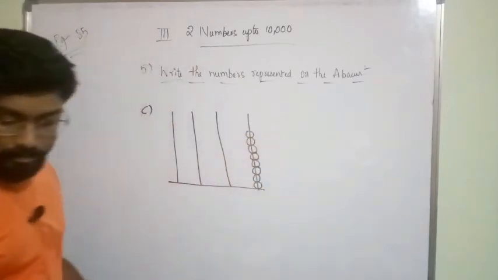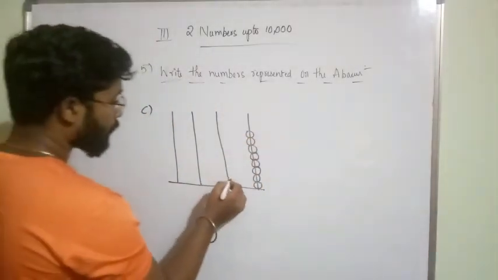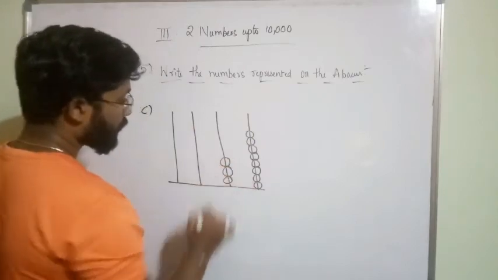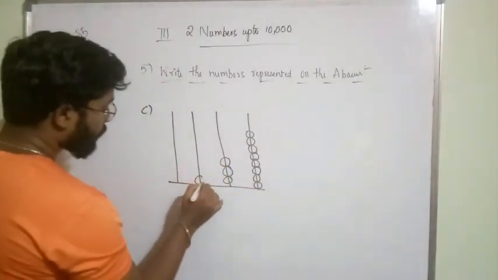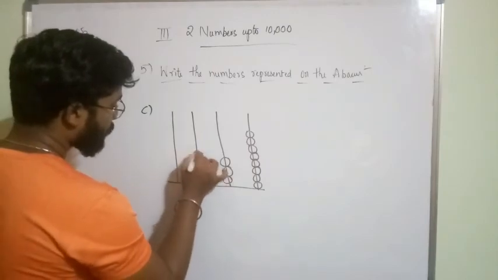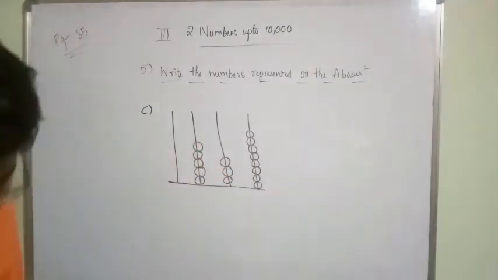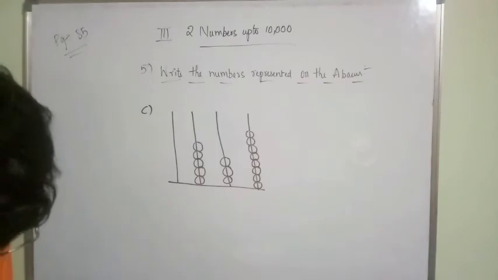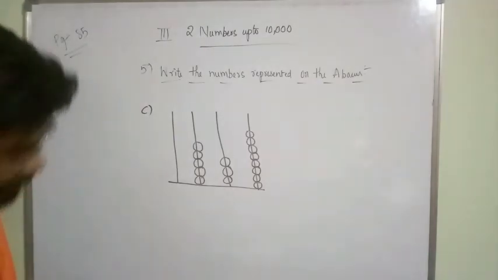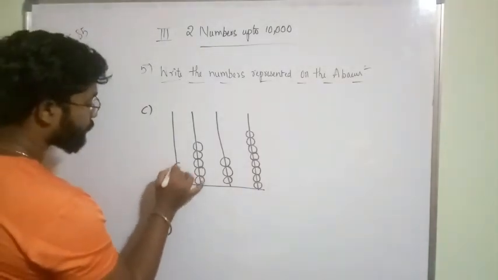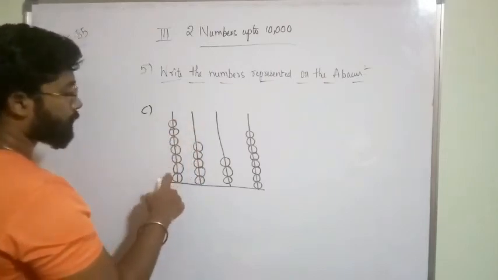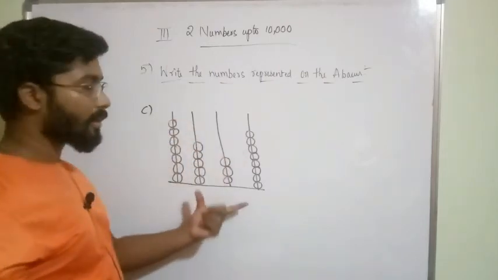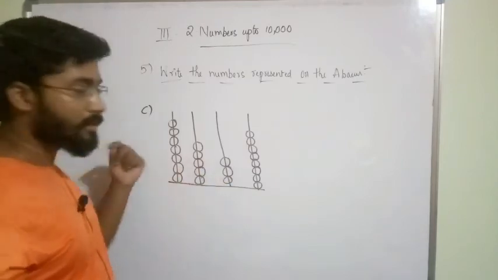8 beads are there in the ones place. In tens place, 3 beads are there. In hundreds place, 5 beads are there. In thousands place, 7 beads are there. One, two, three, four. So you are having 4 rods. You will get a 4-digit number only.